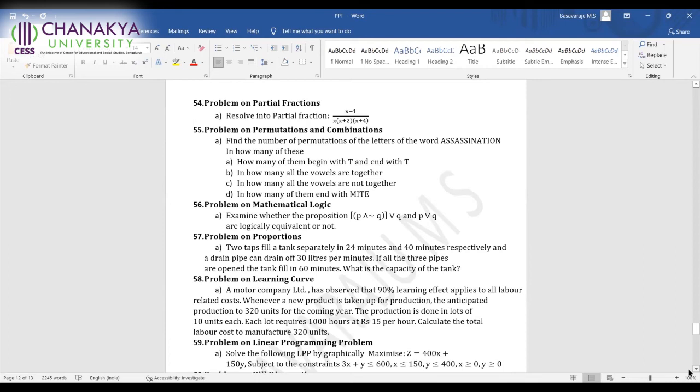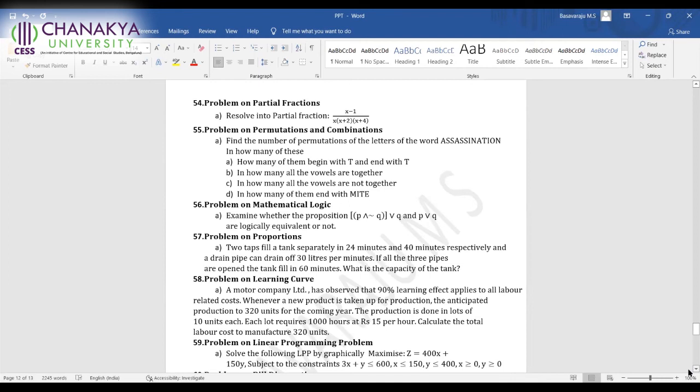And the 57th question is based on propositions. If you practice the example problems given in the textbook, it is more than enough. I'm giving one problem to you. Two taps will fill the tank separately, which means there will be 3 taps, 2 will fill and 1 will drain off. If all the 3 taps are open at a time, what is the time required for filling up the entire tank? So they can ask you to calculate the capacity of the tank. What is the meaning of capacity? Calculating the volume.